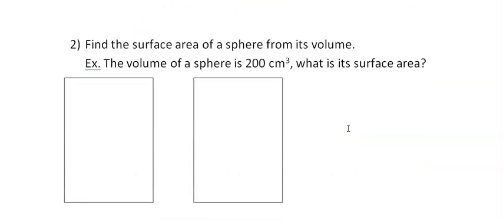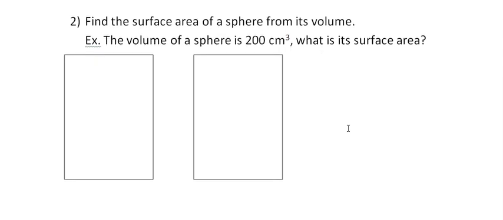Number 2, the second type of calculation that could come up is you could be asked to find the surface area from the volume. And a question like that would look like, what is the minimum surface area of any solid whose volume is 200 centimeters cubed? If you want to pause and give it a try, now's the time. But here, because we're given the volume of a sphere, I'll start with the volume formula.